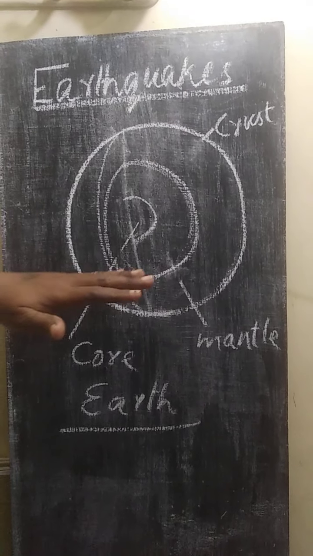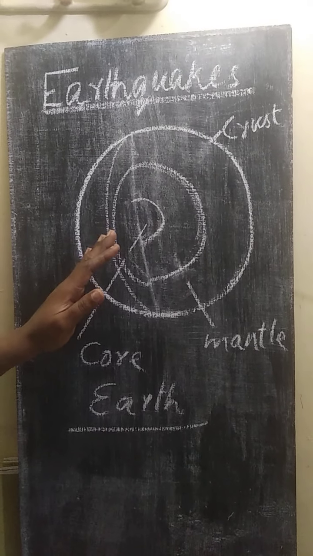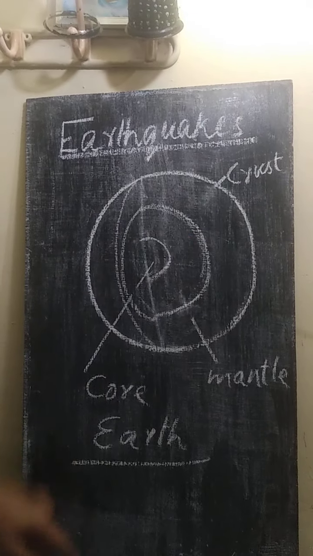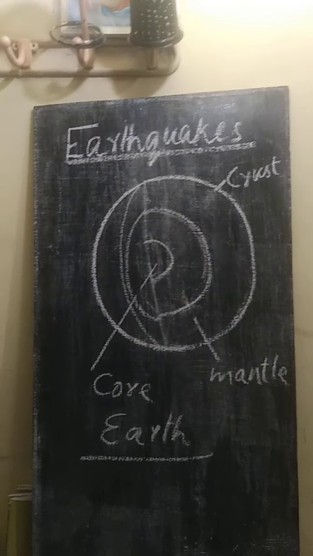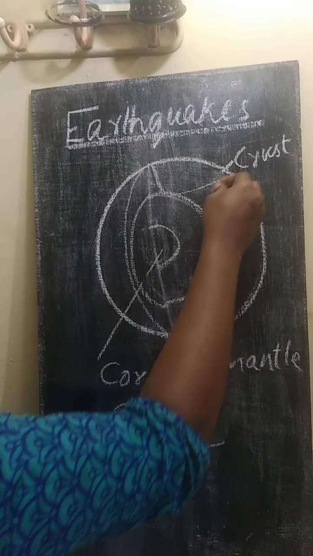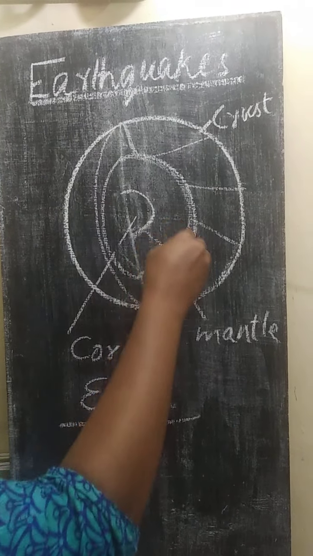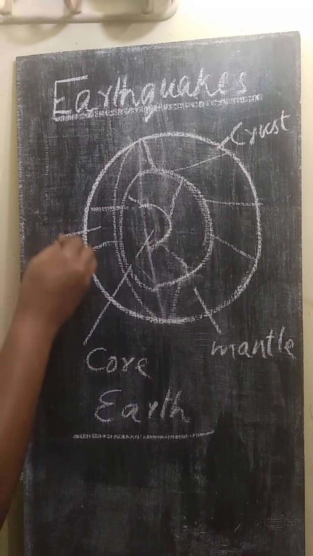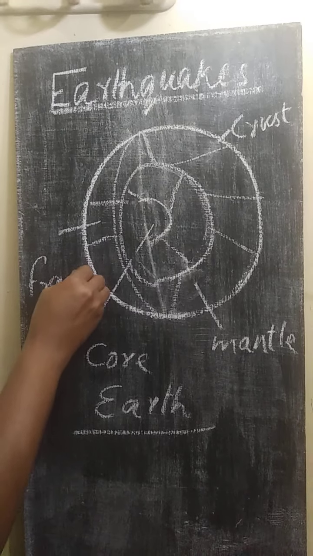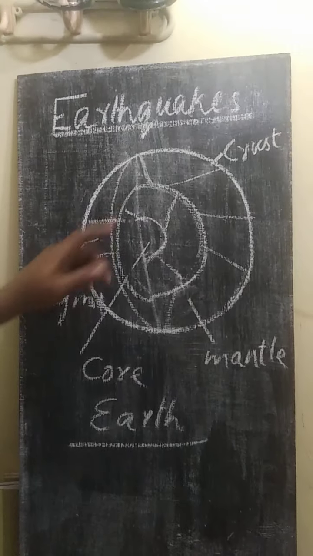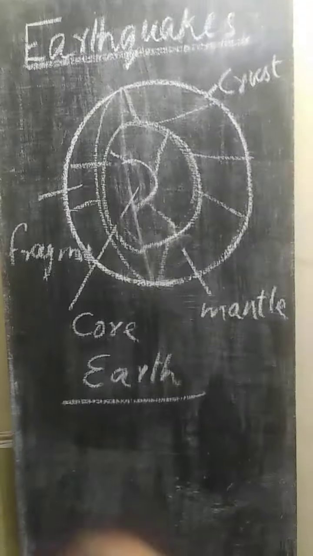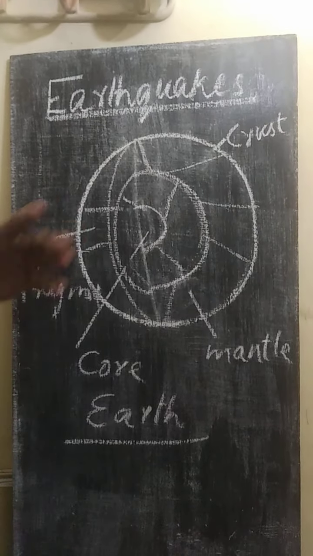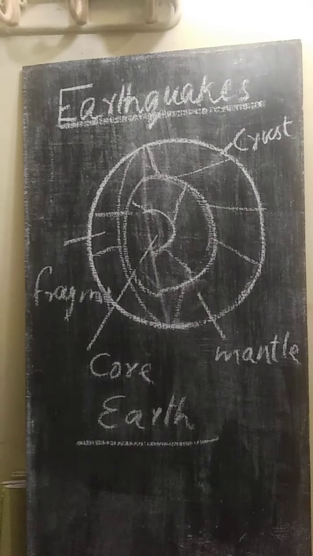And here, the earth is not in one piece. As you see in this picture, it is not a single piece, and it is made up of different fragments or different pieces. All the different layers are made of different pieces, and each small piece of the earth is called a fragment. So the crust is made up of some fragments, then the mantle is made up of some fragments, and the core is also made up of some fragments.